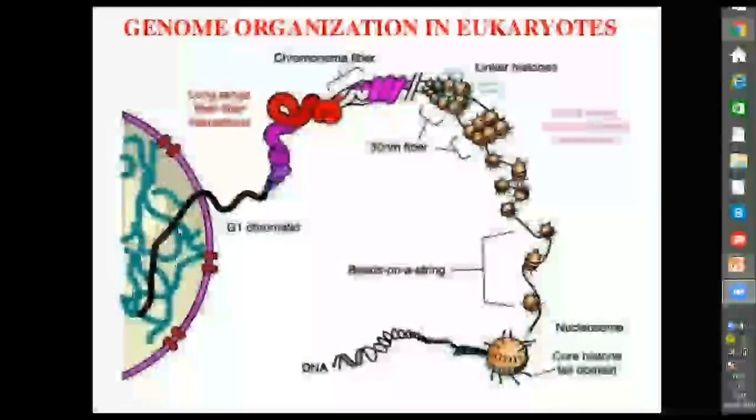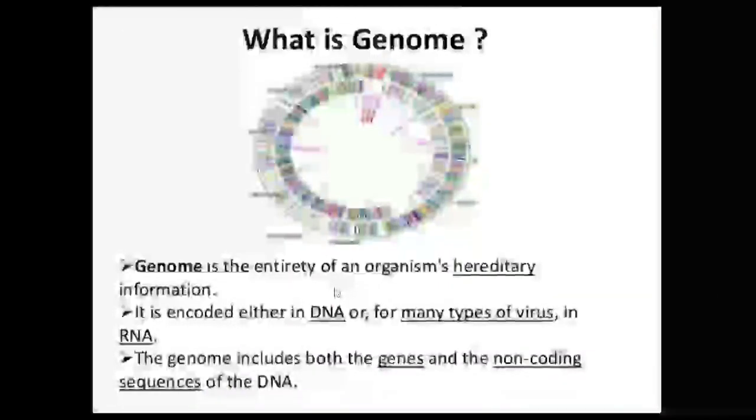Here chromosomes are present in the nucleus. So the nucleus is covered by two layers. A nucleoid is present, and there is no nuclear layer in prokaryotic cells. So we need to know about the genome. So the genome is a set of DNAs, which mainly gives the hereditary information.